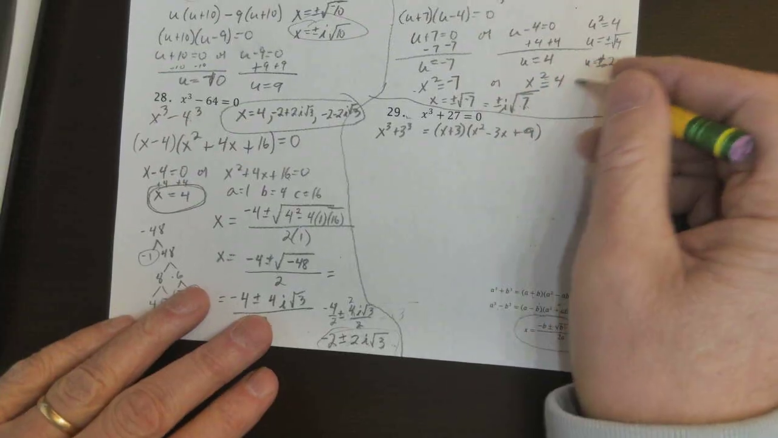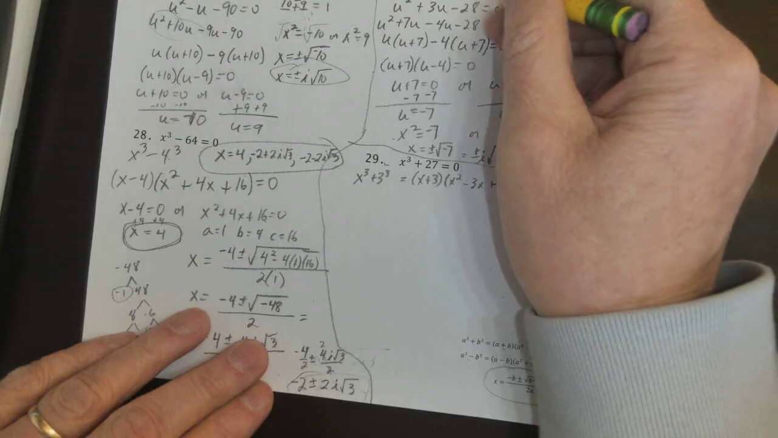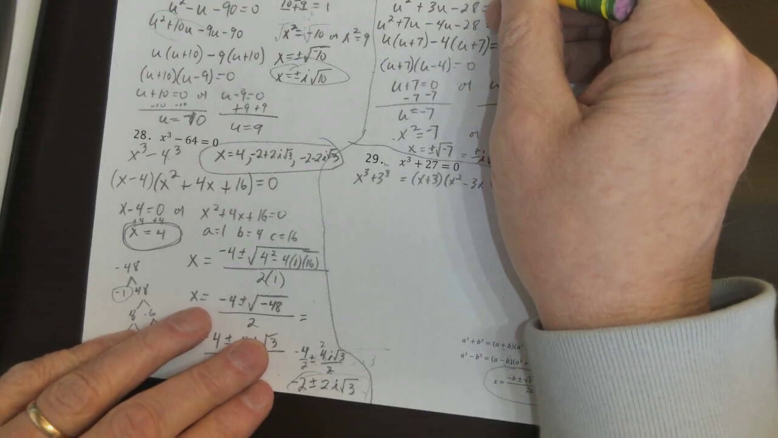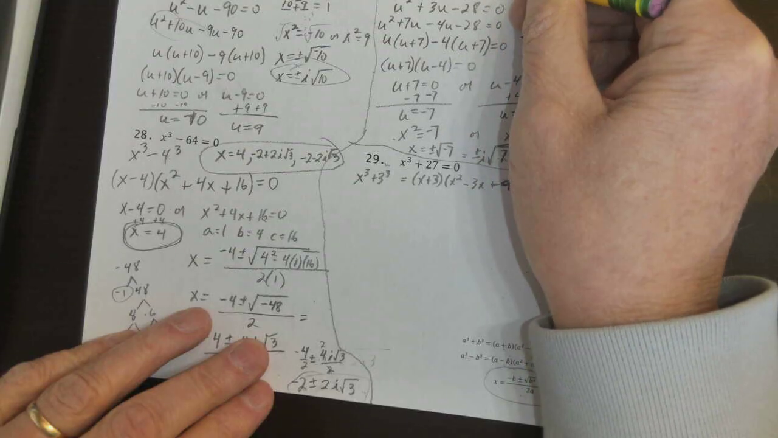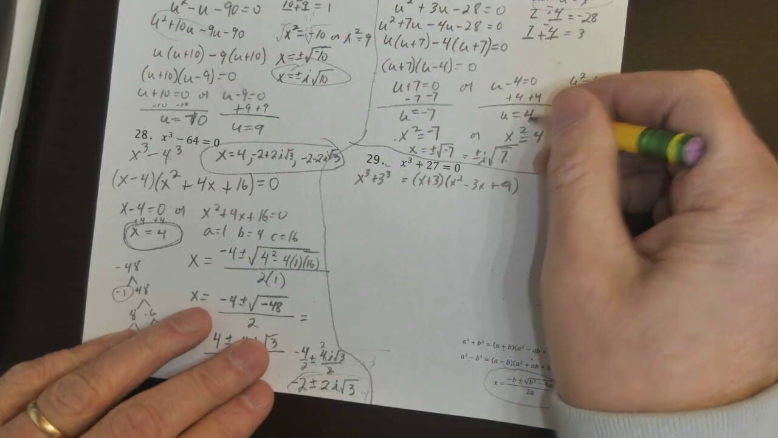And same here. I'm not sharing my answers the way I should. Let's write x equals i radical 7, negative i radical 7, and 4.